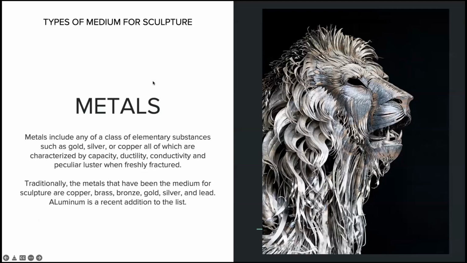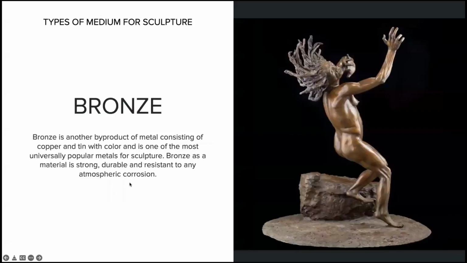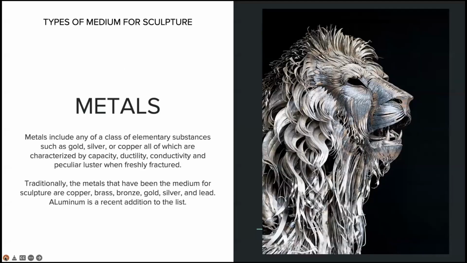But not all. We know we have a lot of metals, as we studied in science. Even in elementary you studied about elements already, metal as an element. So anyway, only these metals can be used, and aluminum was added to the list, as a medium for sculpture. Then we talk about bronze, right?